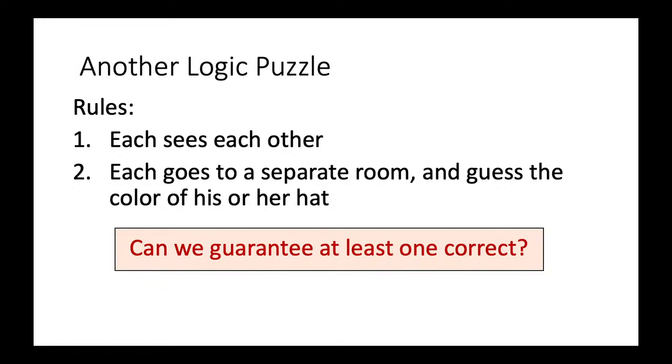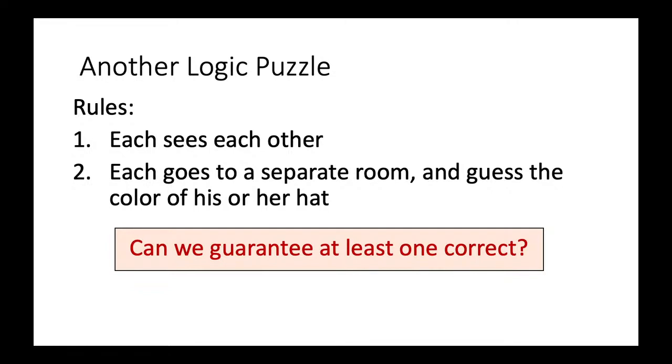And then the rules are very simple. Each one of them can see the other, but after seeing each other, they cannot do any communication. They just see each other. So they see the other's hat as well. And after that, each one of them goes to a separate room, and in the separate room there is no communication at all. Then they need to start guessing the color of their own hat.